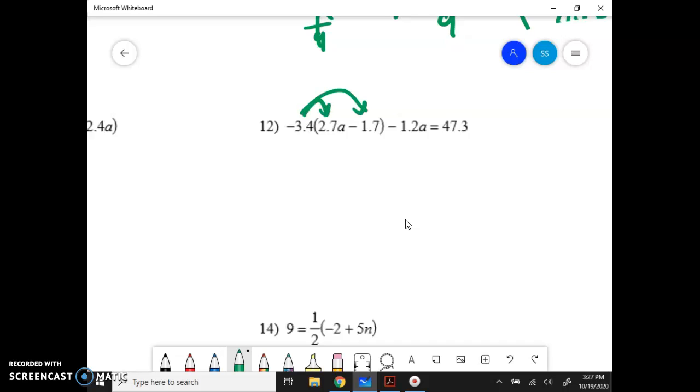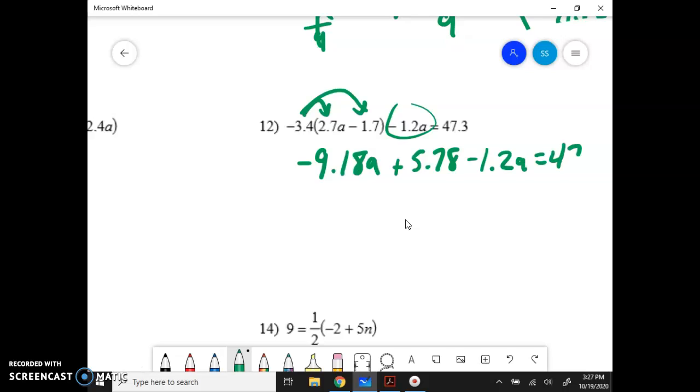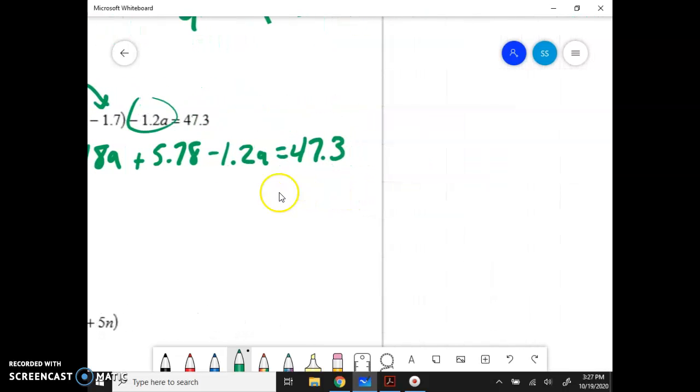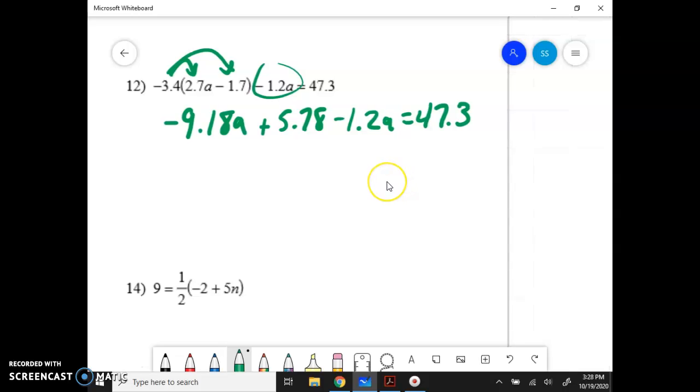Okay, so I have negative 3.4 times positive 2.7a, right? And so we can just use our calculators there. We get 9.18a. Do the second distribution, we have negative 3.4 times negative 1.7. That's going to be positive 5.78. Don't forget to drop down this here. So we're going to drop down this negative 1.2a is equal to 47.3.